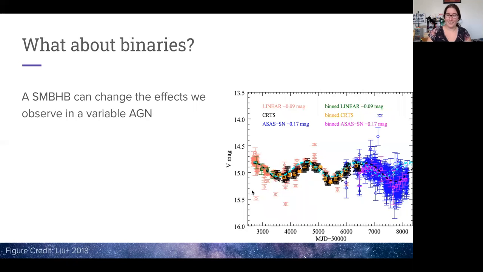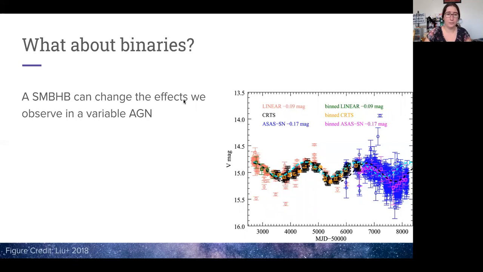So a nice plot that I like to show for this is this plot of PG1302 from Ting Ting's paper, because it does a really nice job of showing how complex this noise is on top of this possible periodicity that might be in the source.